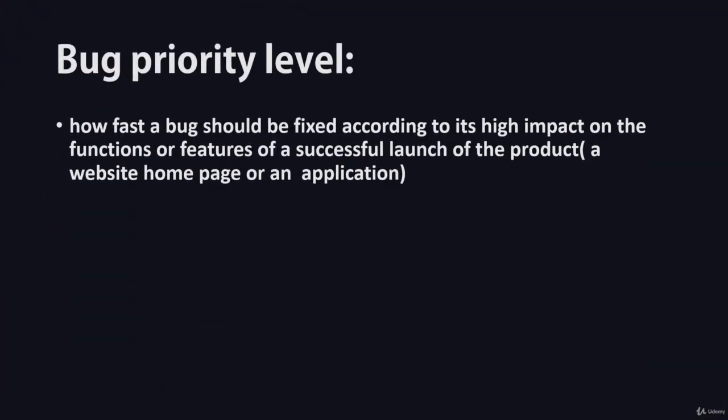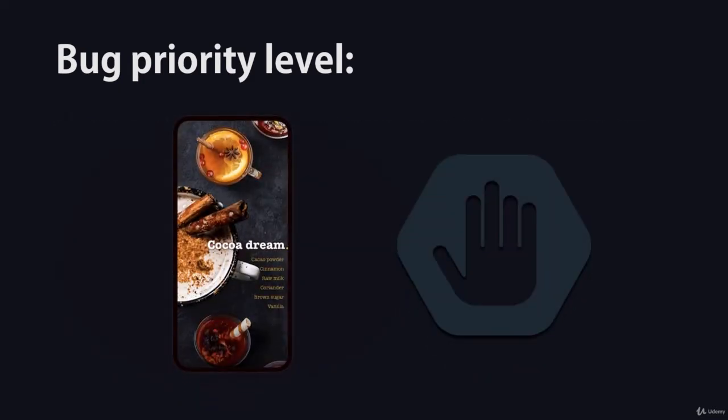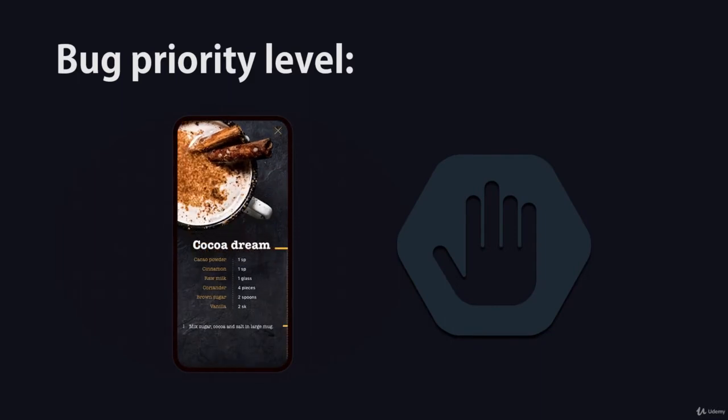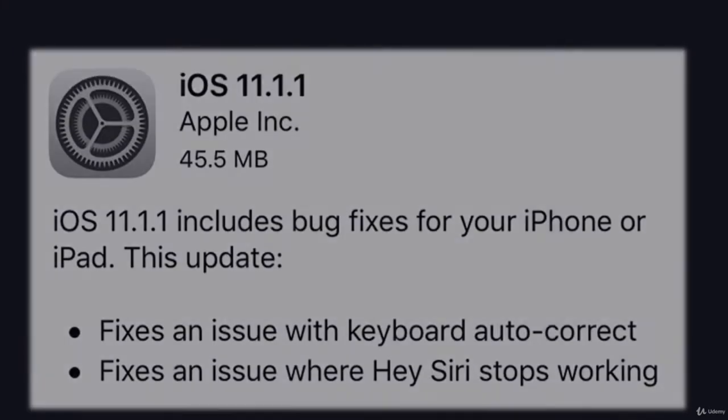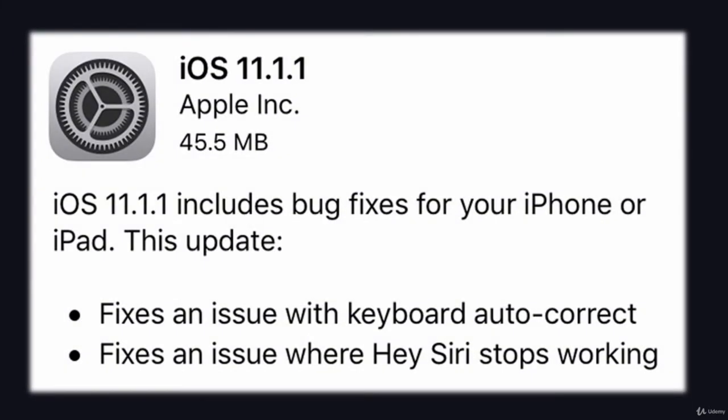Priority level: how fast a bug should be fixed according to its high impact on the functions or features of a successful launch of a product. A product here means a website, homepage, or an application. The degree of defect priority determines whether to stop the release of the app or website until it's fixed, or it may be postponed to the first update for this version.